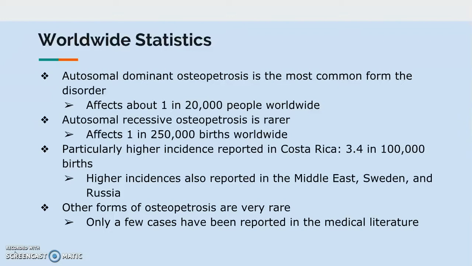There are particularly high incidences of osteopetrosis reported in Costa Rica, about 3.4 in 100,000 births. There are also higher incidences reported in the Middle East, Sweden, and Russia. But there are a few other forms of osteopetrosis, and they're very rare, so there are only a few cases that have been reported worldwide in medical literature.